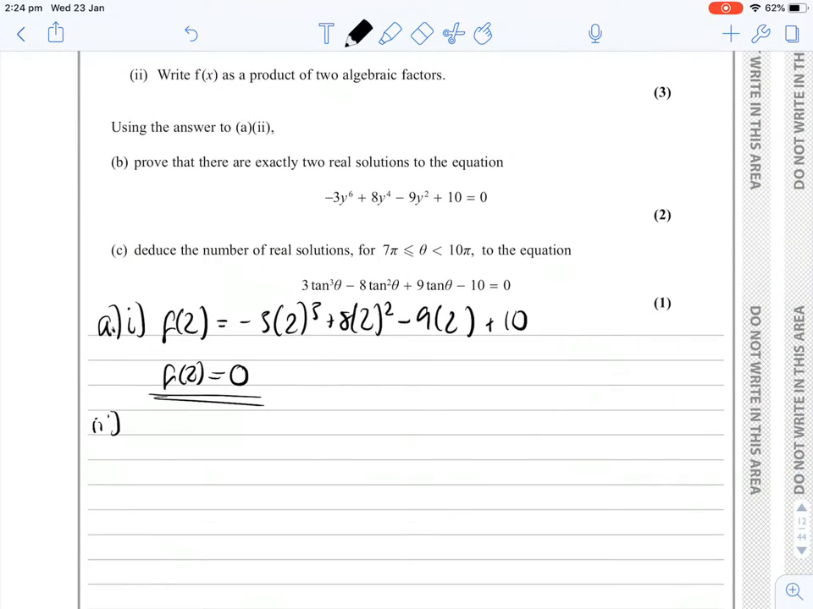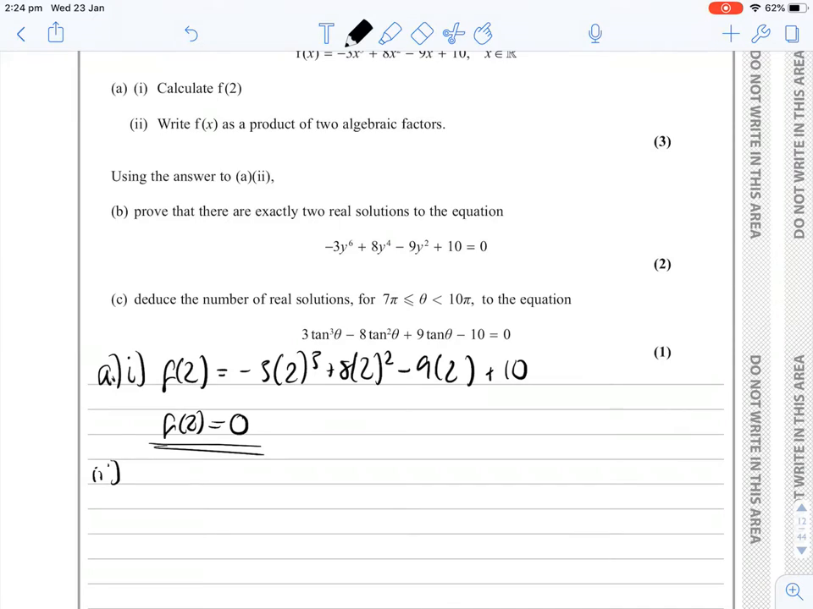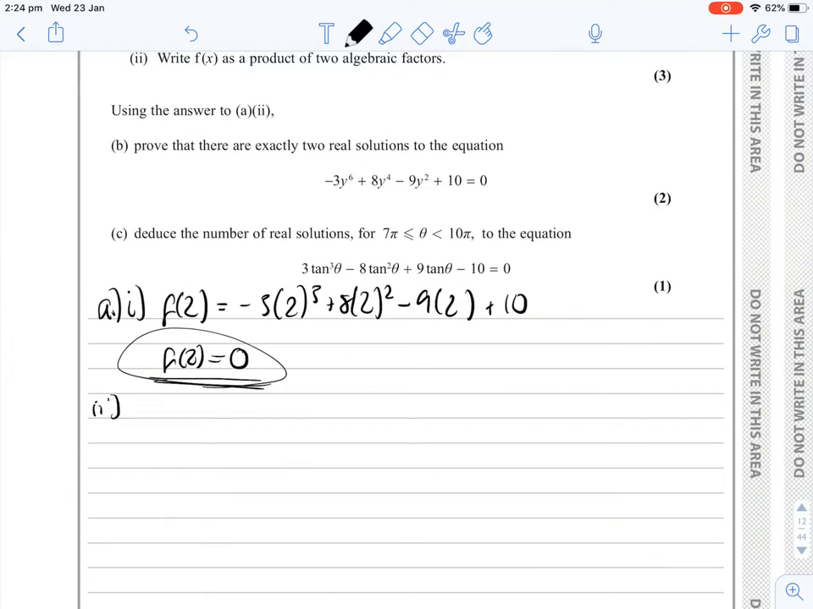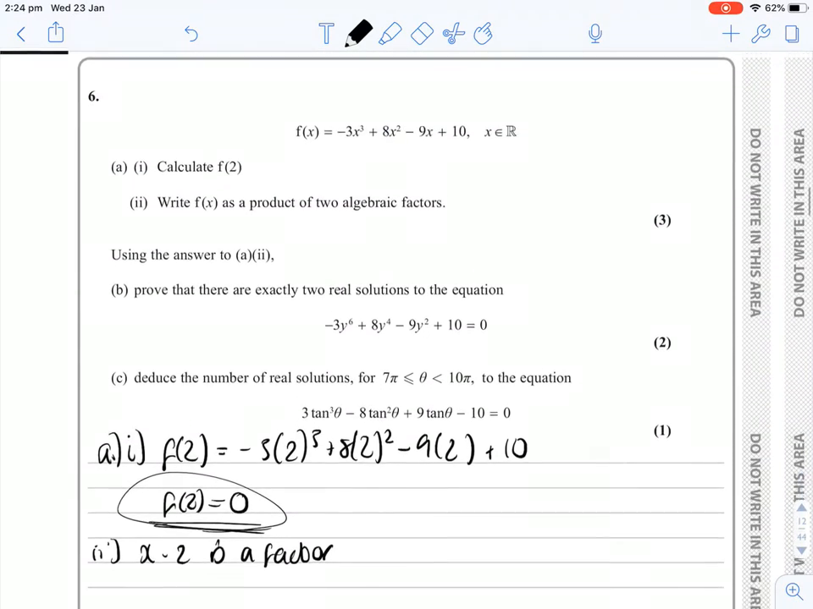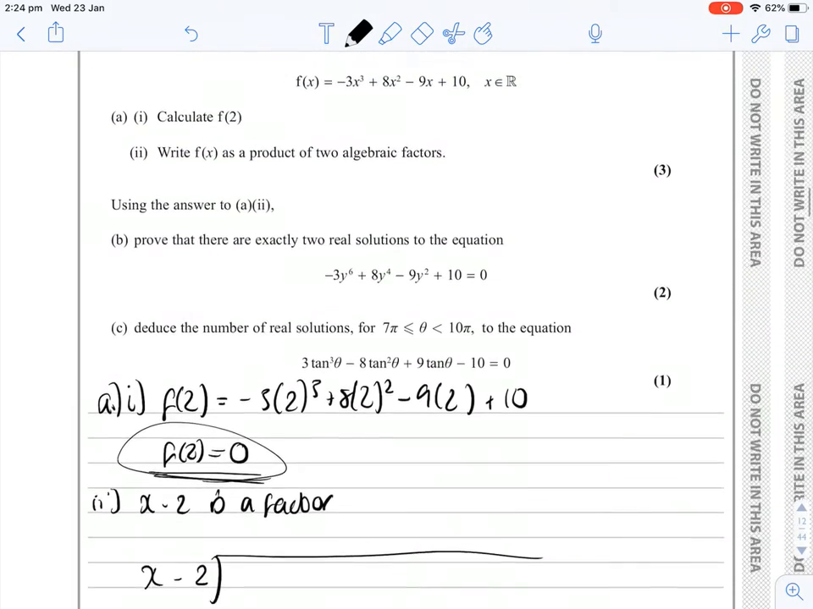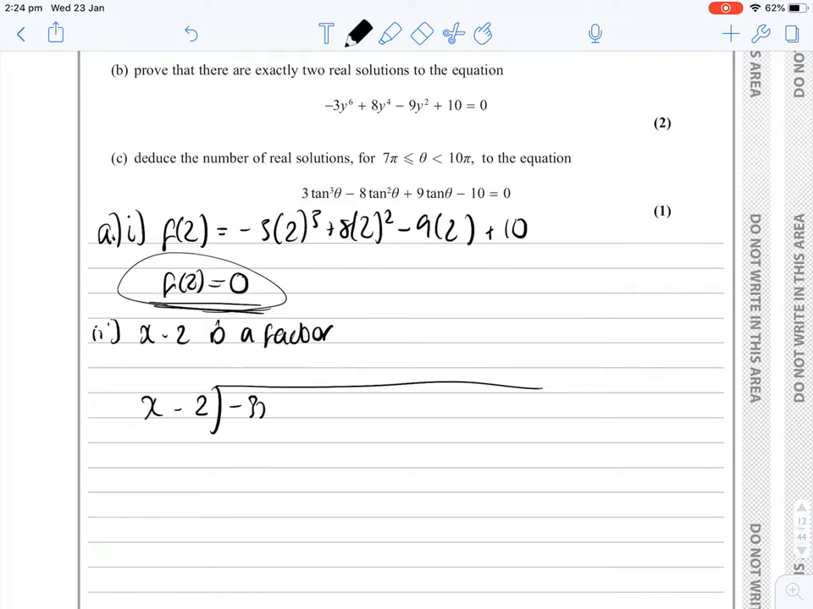Part 2. Write down f of x as a product of two algebraic factors. So I've already shown that f of 2 equals 0, and so this tells me that x minus 2 must be a factor. So I can use algebraic long division here. So x minus 2 into minus 3x cubed add 8x squared minus 9x add 10.